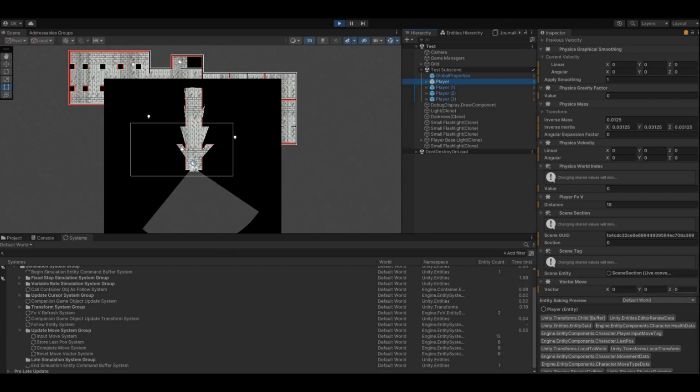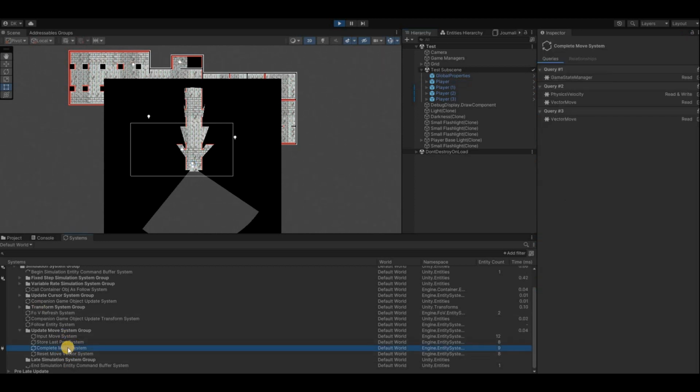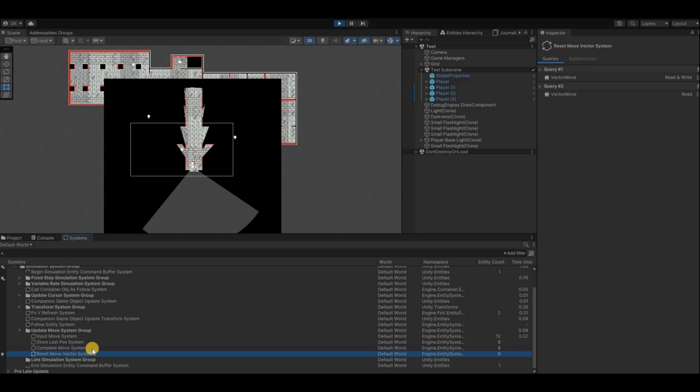Then there is another system called update move system, which runs after previous systems and, based on the finalized vector move direction, applies it multiplied by movement data of type move type data and delta time to physics velocity. After that, the last system simply resets vector move to 0, as many systems that work with it are adding to values rather than rewriting them.